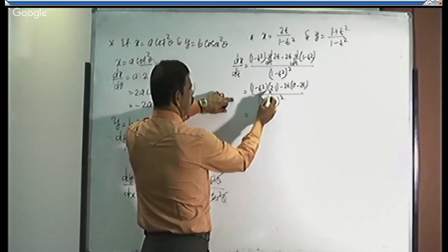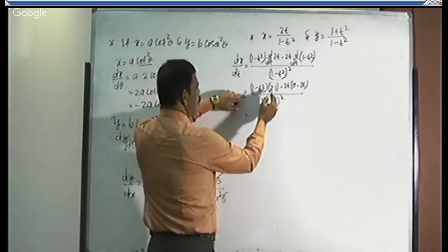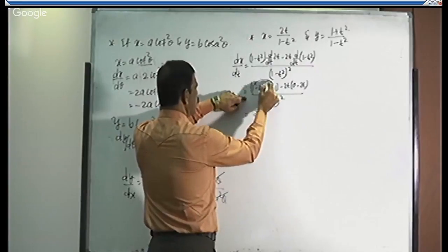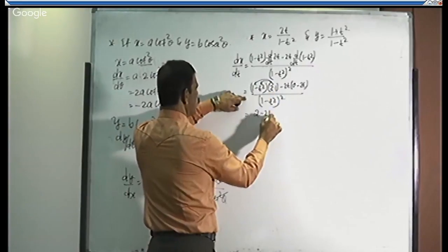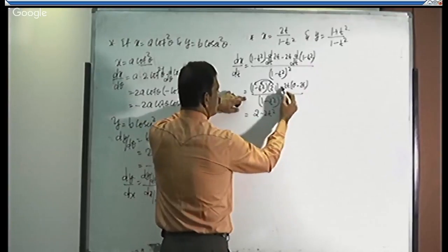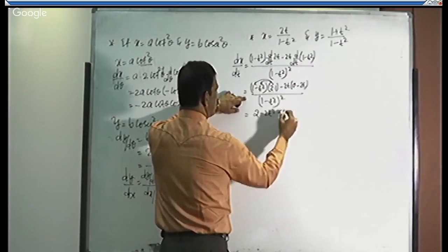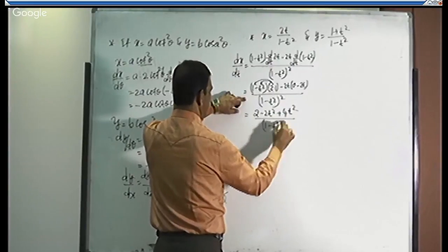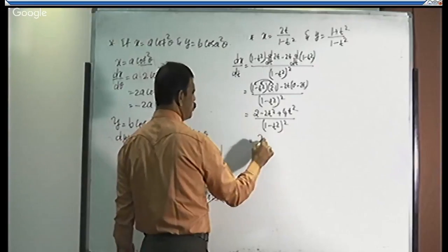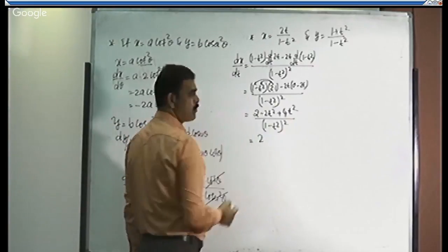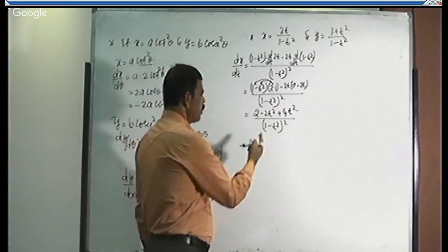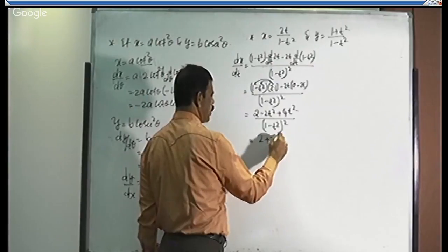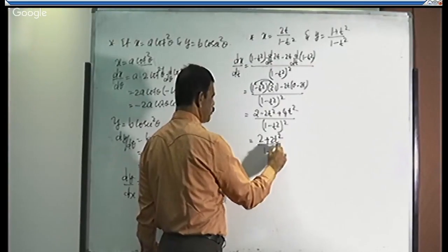If I want to remove the bracket, multiply them. 2 into 1 is 2. 2 multiplied with minus t square is minus 2t square. Minus into minus plus 2t into 2t, 4t square, by 1 minus t square whole square. Or it is 2 minus 2t square plus 4t square. t square is common, right? One is negative, the other one is positive. Take the difference. It is 2 plus 2t square divided by 1 minus t square whole square.